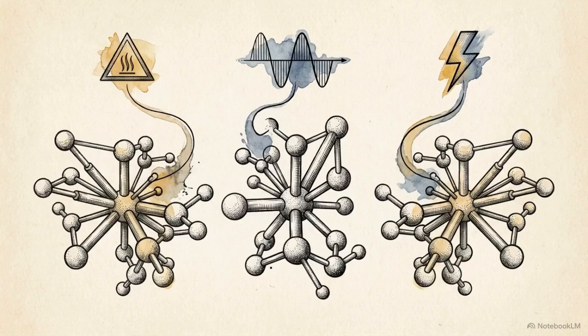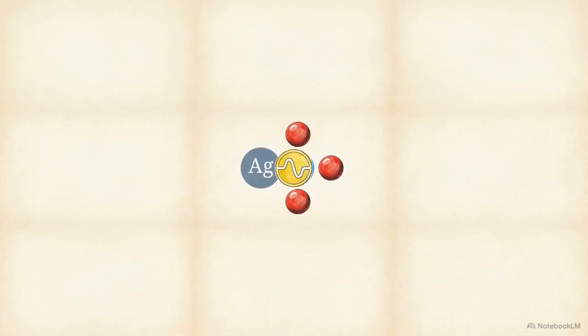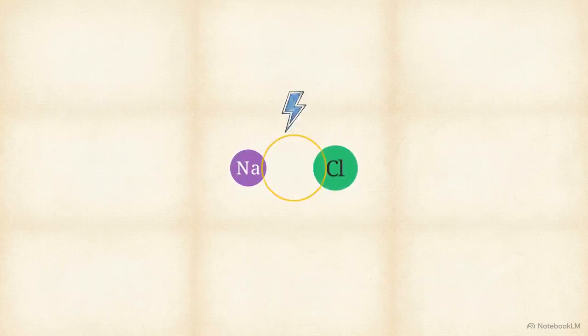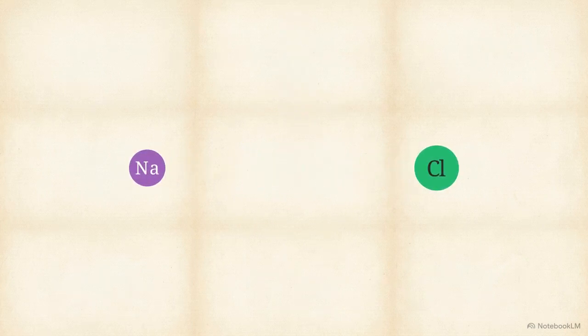Because bond strengths vary, different reactions require specific environmental triggers to initiate the transformation. Heat is a common trigger, breaking solid copper carbonate into copper oxide and carbon dioxide. Light energy also drives changes, splitting silver nitrate into silver, nitrogen dioxide, and oxygen. Finally, an electric current splits molten sodium chloride into metallic sodium and chlorine gas.